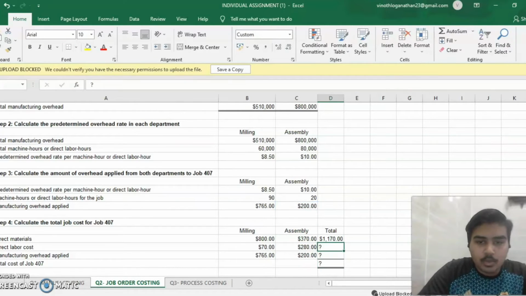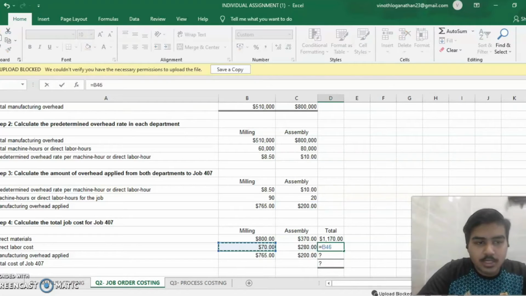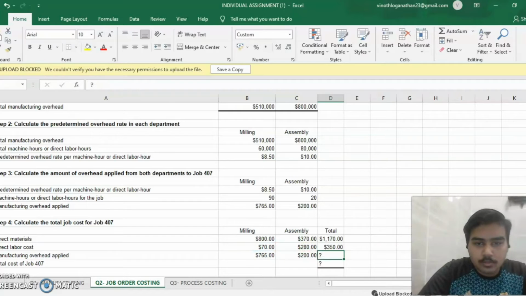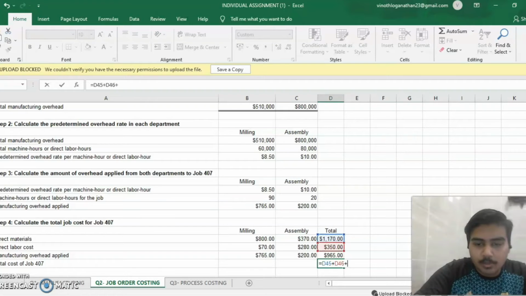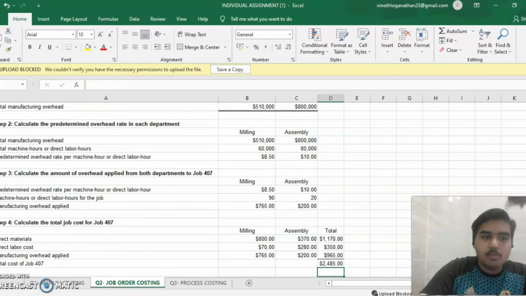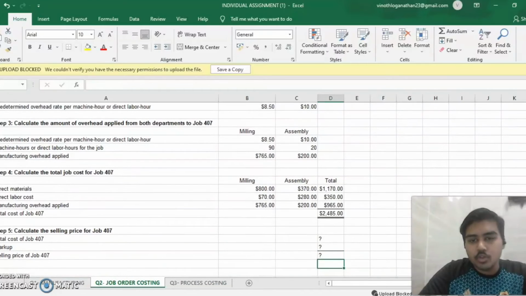Okay. So then we can see you add both direct labor costs, and then you add both manufacturing overhead applied. Then you just add all these three together: direct material, direct labor, and manufacturing overhead applied, which will become 2485. So then we got the total cost of job 407, which is this.